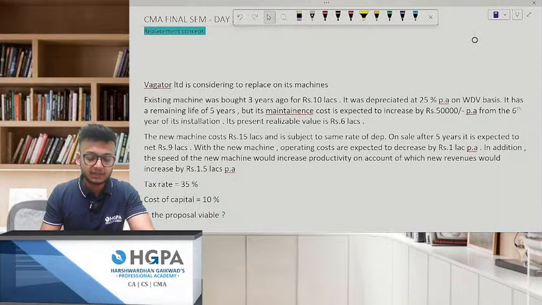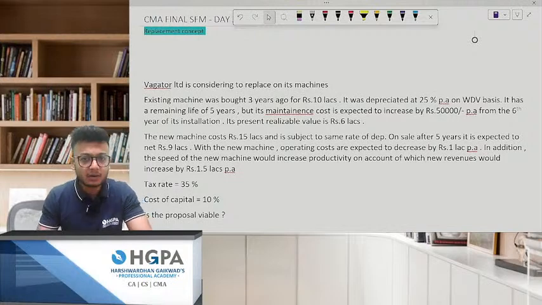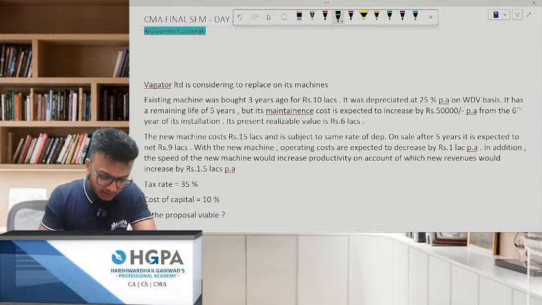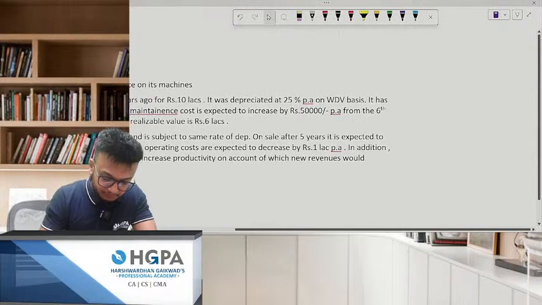Today's lecture is a bit important. Today is a very important concept, replacement, which is being asked in the examinations. Before I start with this concept, let me give you a brief highlight of what exactly the replacement concept is, and then we solve a couple of sums. So first things first.